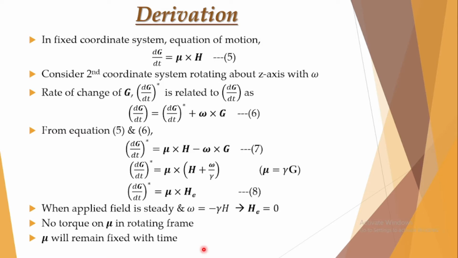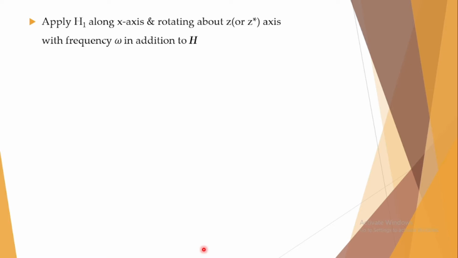So these are the things where we have just applied the magnetic field. Due to the magnetic field, splitting takes place and we have seen mu is going to remain fixed with respect to time. And then if resonance has to take place, with the magnetic field we need to apply an alternating field also. So we apply a field of magnitude h1 along the x-axis, and that field is going to be rotating about the z or z star axis. z is with respect to the fixed coordinates and z star is with respect to the rotating frame. So the applied field of magnitude h1 will be rotating about the z axis with a certain frequency denoted as omega, in addition to h, which is the static magnetic field.